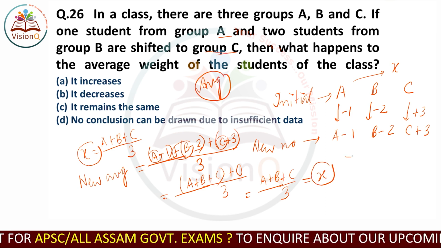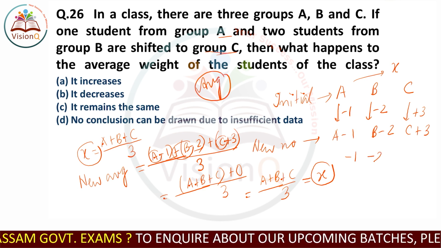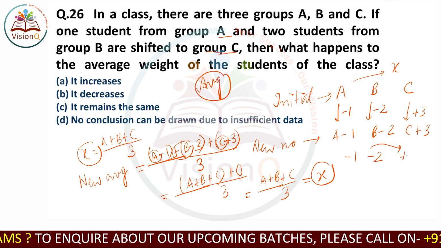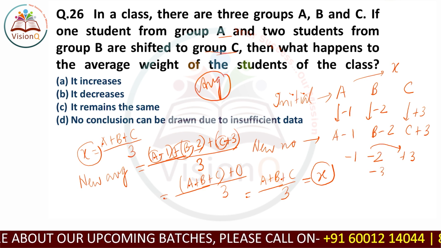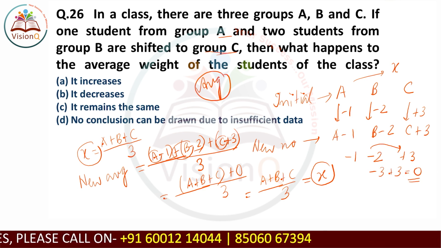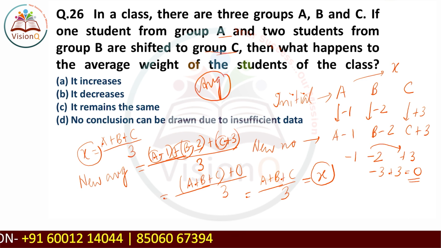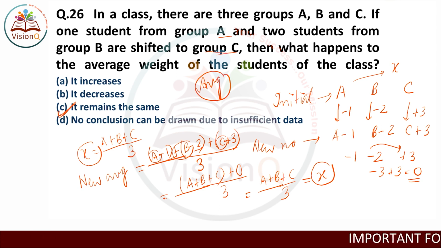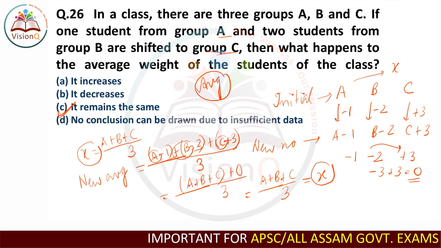Because one student from group A and 2 students from group B are shifted to group C only. Since minus 3 plus 3 is 0, in this case there is no change in the final average of the groups. So the average remains constant. That means option number C is the answer. It remains the same. Now we'll discuss the next question of today's series, question number 27.